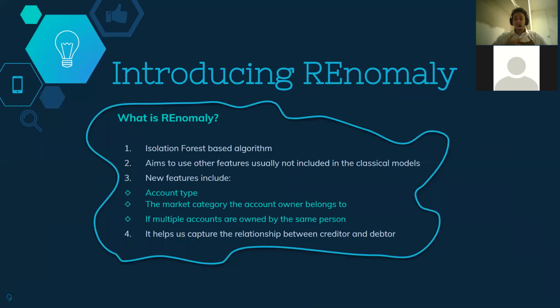So, what is Renomaly? Renomaly is an isolation forest based algorithm which is unsupervised, and it takes a new approach, which instead of just considering the sums of money that are being moved around, it considers stuff such as the account type that's sending the money, the market category where the account holder belongs to, and finally, whether or not the account holder has multiple accounts. This allows us to establish a clearer relationship between the creditor and debtor and be able to extract more meaningful possible fraud detections rather than just using sums of money as our way of detecting fraud.